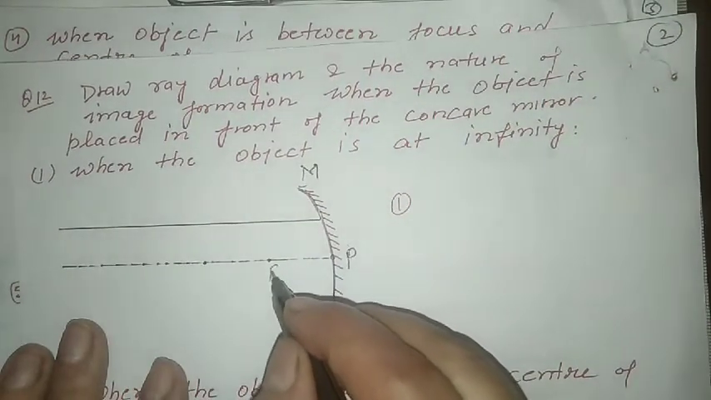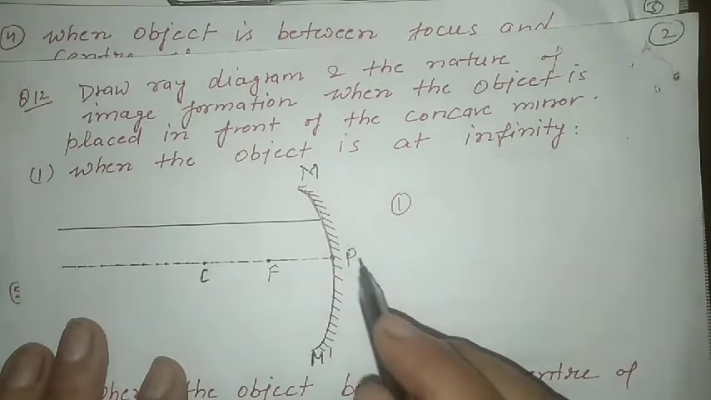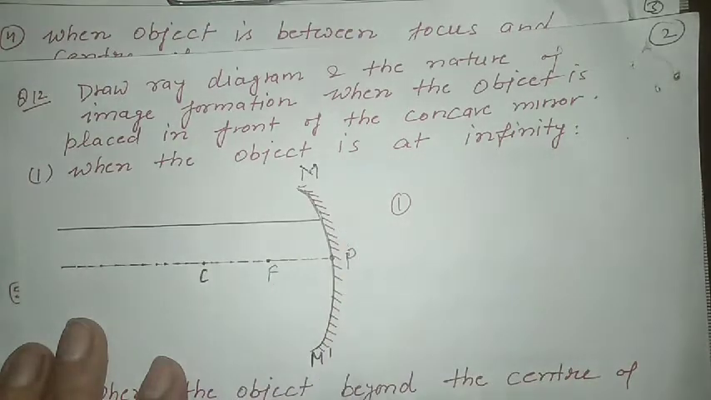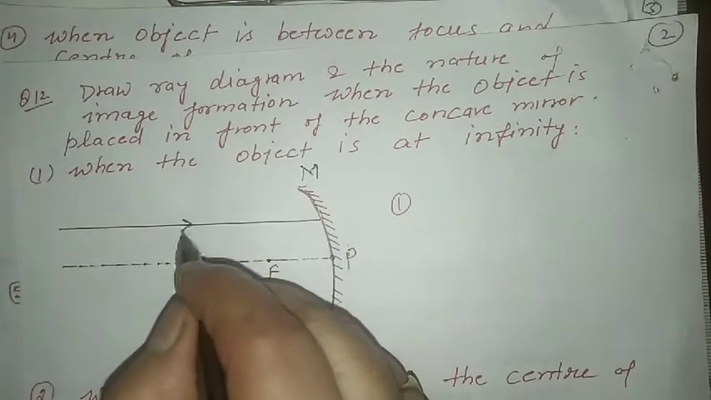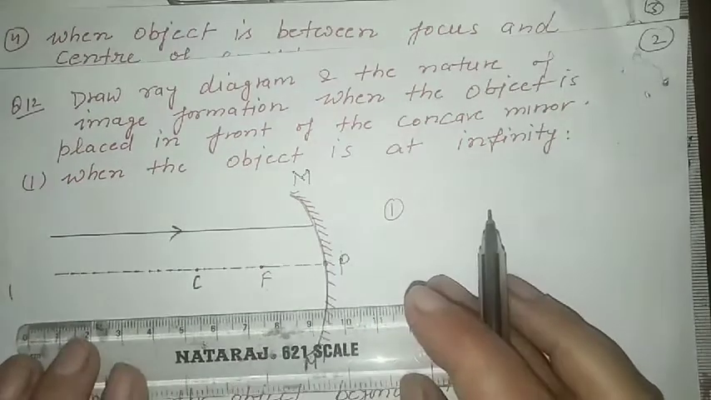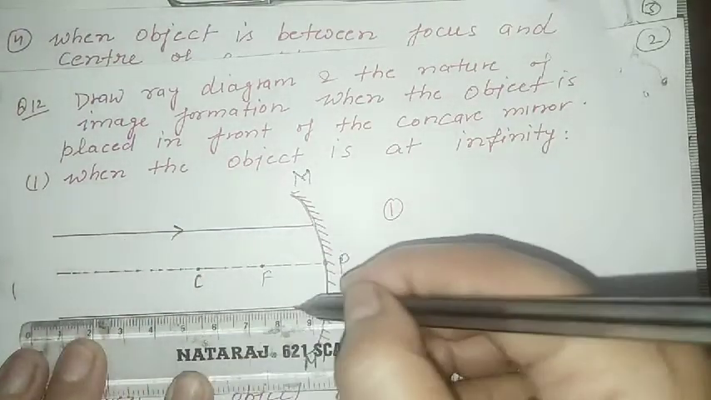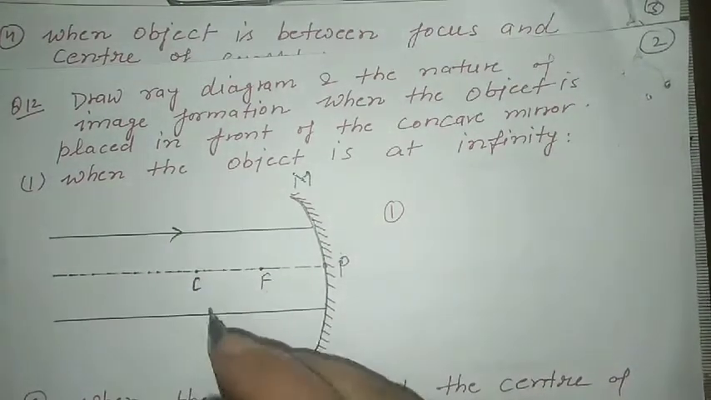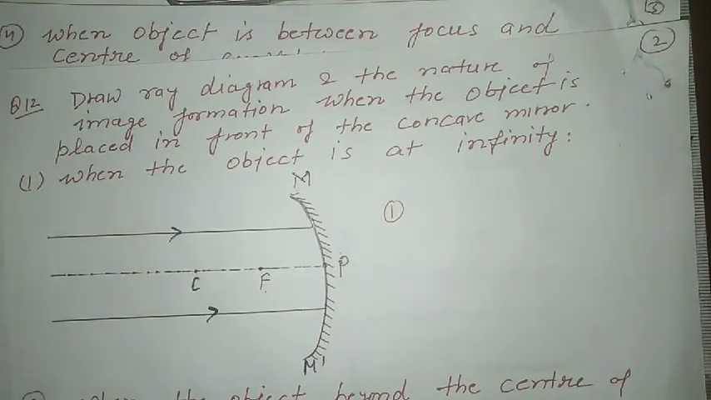So this is F at, I have taken it 2 centimeter, and it is C. So P, F, C, M, M dash. This is the first work to do here. Now the rays are coming parallel to the principal axis. So this one also, one more we will take here, because at least 2 rays are required to draw the image. So here is, so this we have taken.